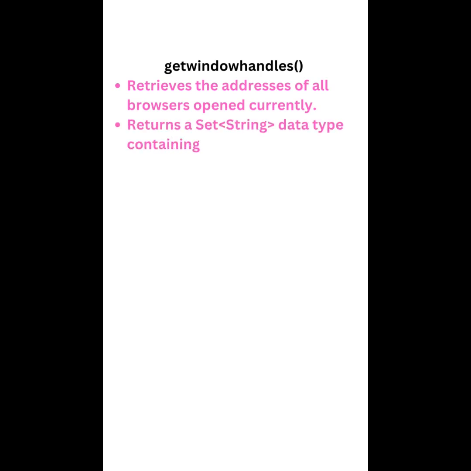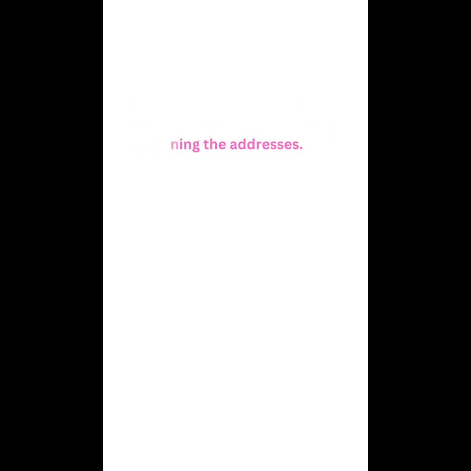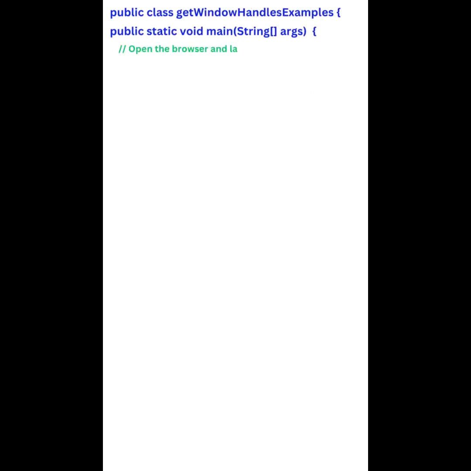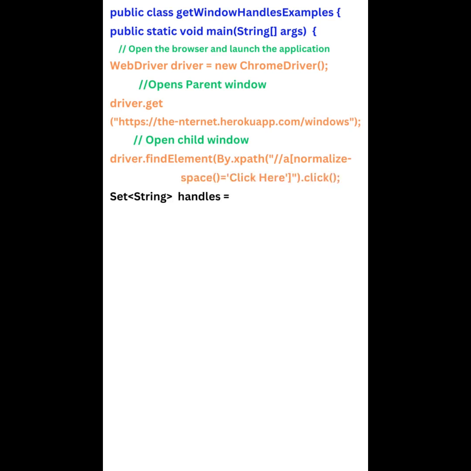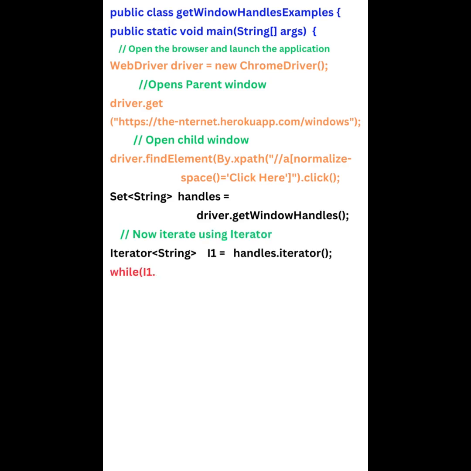Here we have getWindowHandles. It retrieves the addresses of all browsers opened currently, and returns a Set of String data type containing the addresses. Next, let us see an example for getWindowHandles. Open the browser and launch the application. So the parent window gets opened. Next, open the child window. Now driver.getWindowHandles will return the parent window and child window handles as a set of strings. Now iterate the window handles using an iterator and then print each window handle.